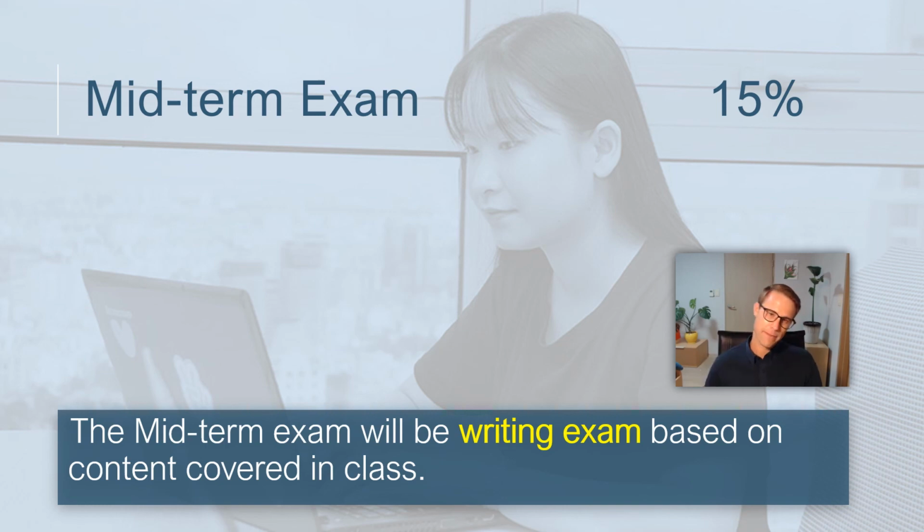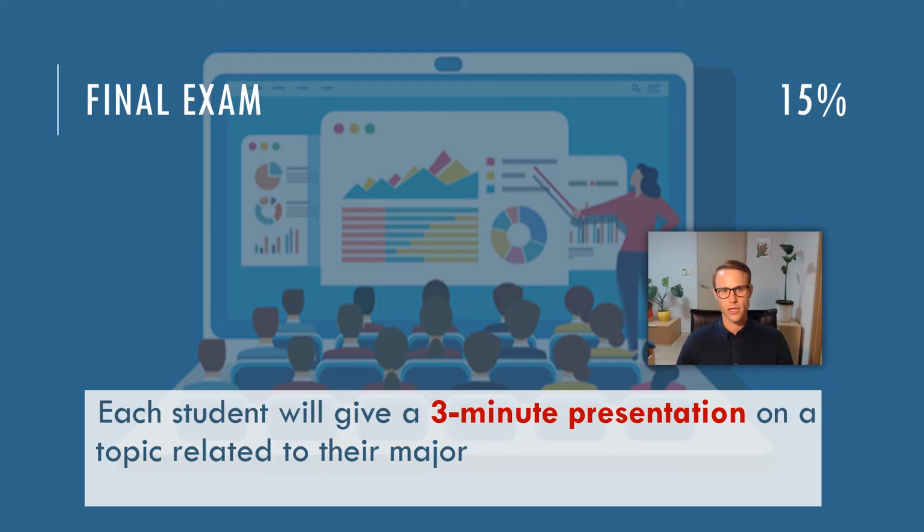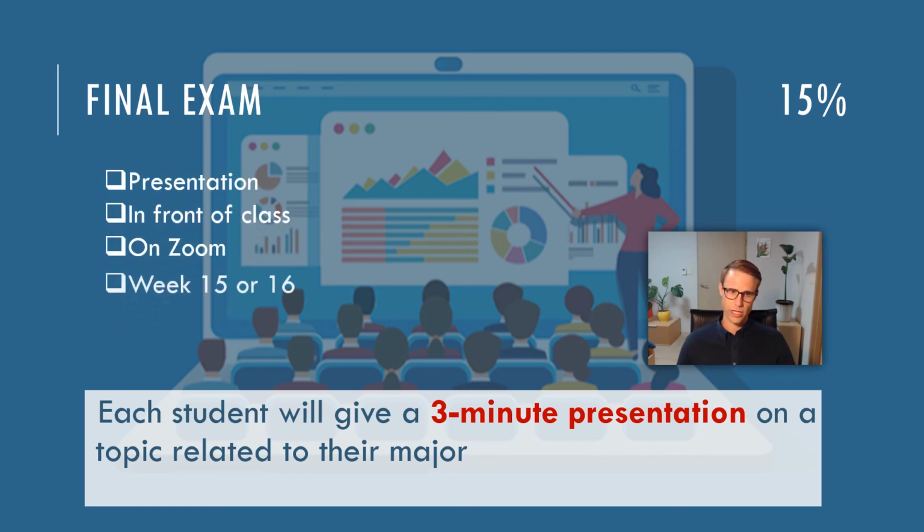Midterm will be a writing exam that will be held online, okay, and that will be in week 8 of the semester. Your final exam will be a presentation given to the class. Each student must give a 3-minute presentation based on your major, related to your major. So if your major is engineering, you need to give a presentation something about engineering. If your major is law or police or architecture, you need to give a presentation of something related to your major. We'll talk more about that later, but that will be in front of class and that will be on Zoom. So that will be in week 15 or 16 at the end of this semester.